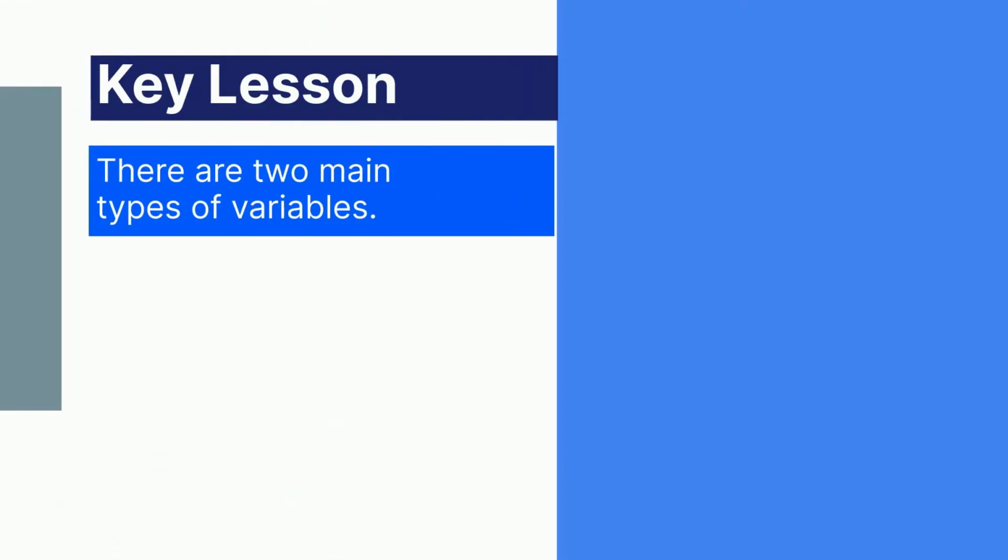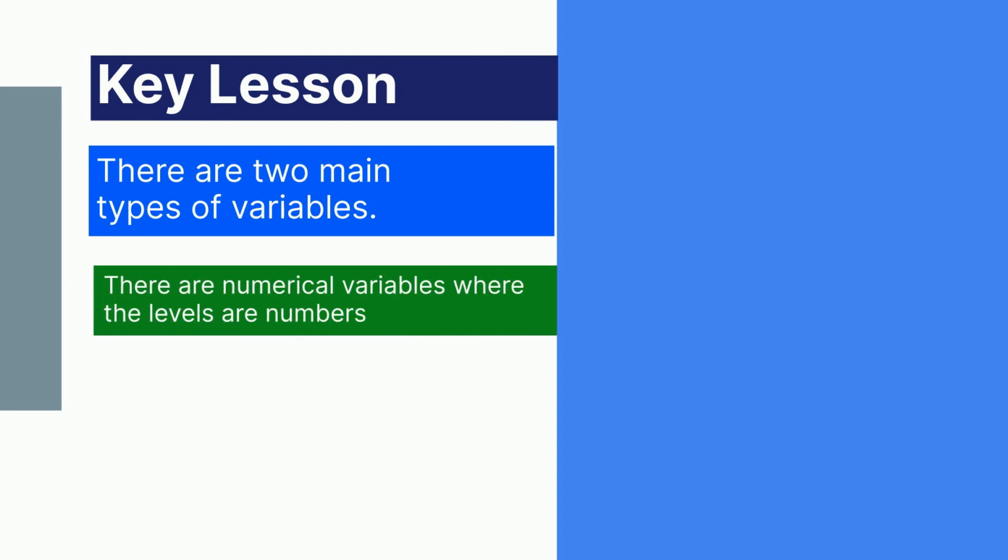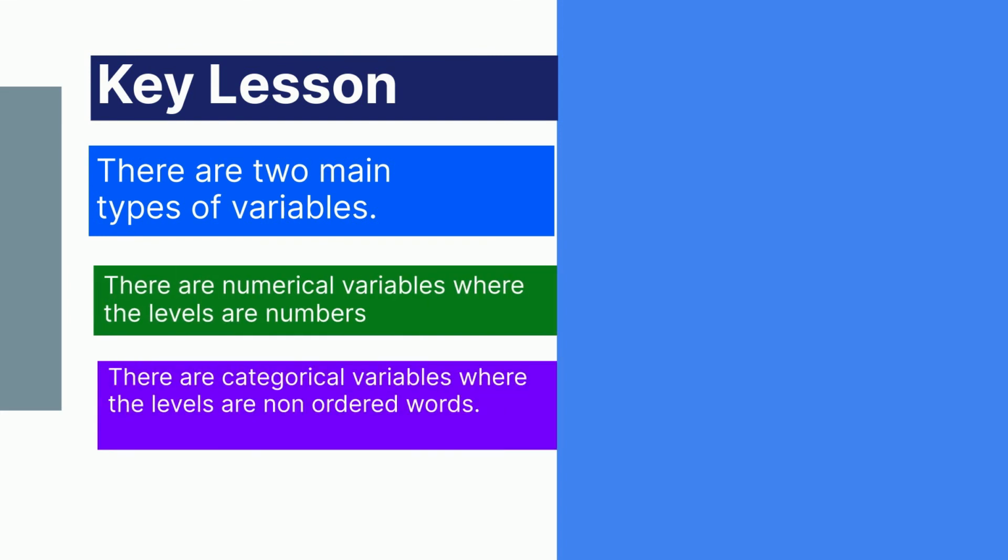Okay, so the key lessons of this video are, there are two main types of variables. There are numerical variables where the levels are numbers. There are categorical variables where the levels are non-ordered words. And whether a variable is numerical or categorical depends on how you define it and how you measure it.